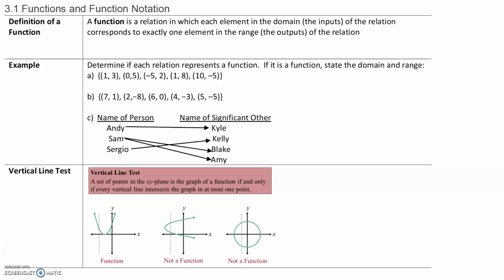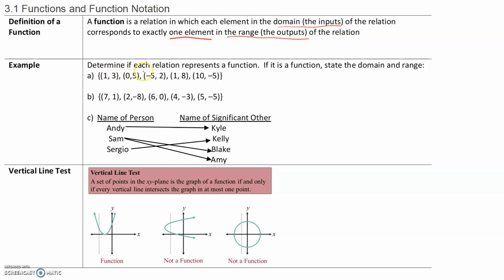In section 3.1, we are introduced to functions and function notation. Let's talk about the definition of a function. A function is a relation in which each element in the domain, which are the inputs, corresponds to exactly one element in the range, the outputs. In other words, any given x value can have only one y value.